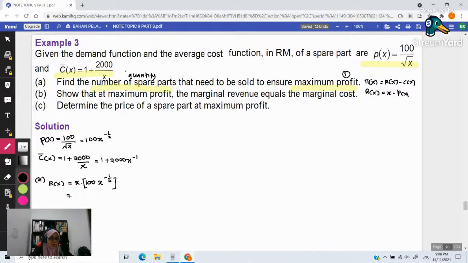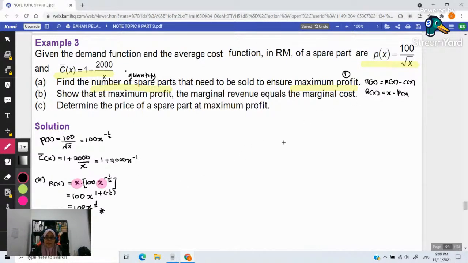So when we expand, it becomes 100, and x multiplied with x to the power of negative 1 over 2. What happened to the index? 1 plus negative 1 over 2. So this is equal to 100 x to the power of 1 over 2. So this is the revenue function. Why do we need to find revenue? Because we want to find the profit.